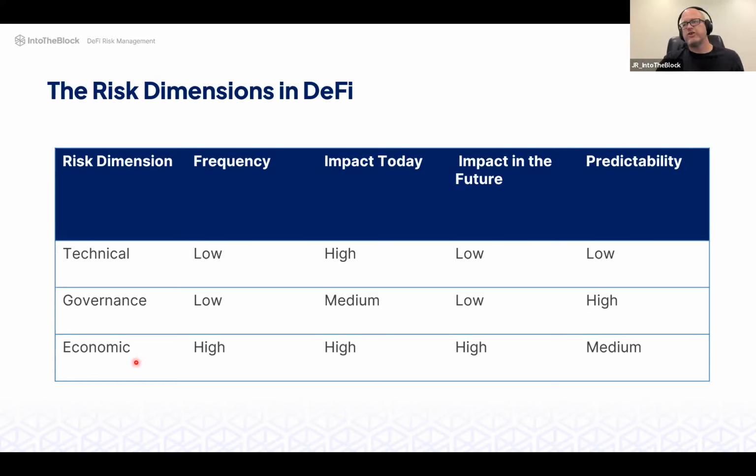Now, the economic risk happens every day, multiple times a day. The impact today is high, and it's just going to get worse in the future. And then there are some things that you can do to predict it, and we're going to talk about that. But in general, there are many use cases in which it's not predictable.